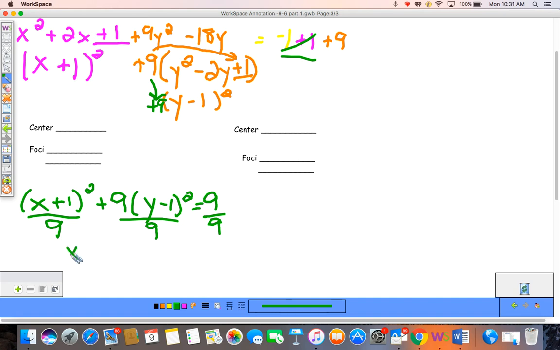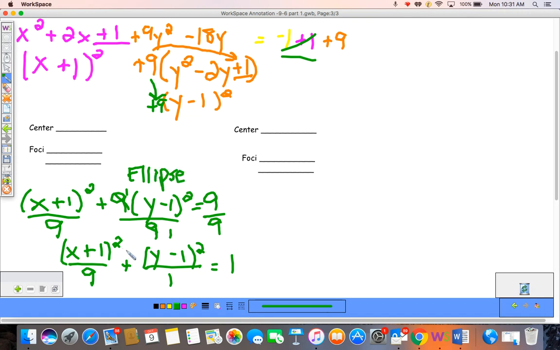So now this is going to look like this: (x + 1) quantity squared over 9 plus, let's see, 9 over 9 simplifies to just be 1. So (y - 1) quantity squared over 1 equals 1. Now we have this. This is an ellipse again. I know that because it's positive. We are adding those. So let's pick off the center here. Opposite of what's with your x, opposite of what's with your y. So it'd be (-1, 1).